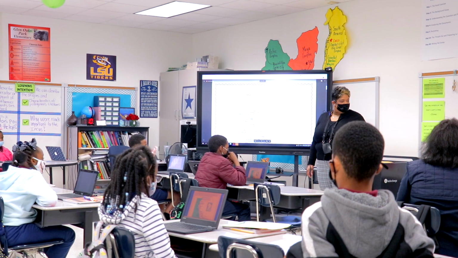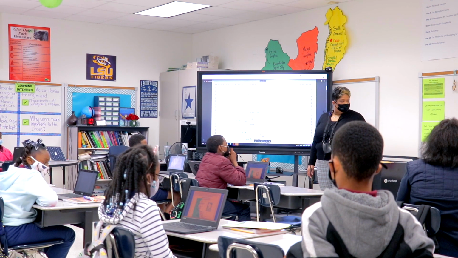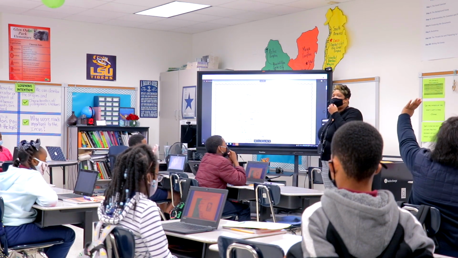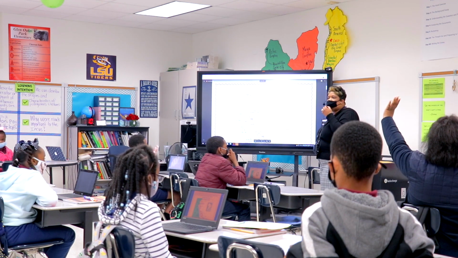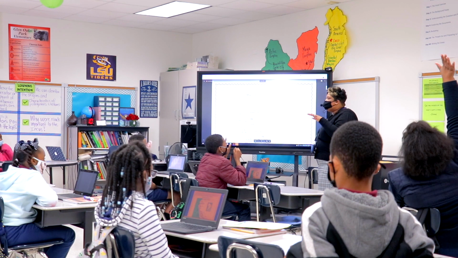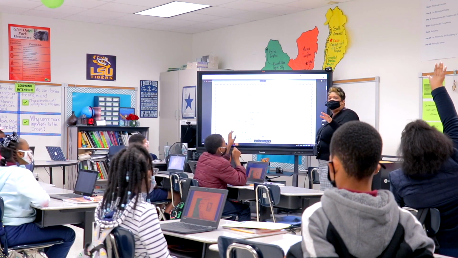Why might they be so specific on what tools they use to make the road? Oh, that's a good question. Why would they be so specific on the tools they use to make the roads? Anybody want to take a shot at that? That's a loaded question.